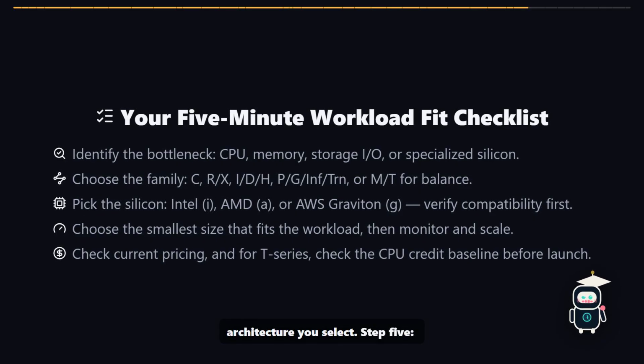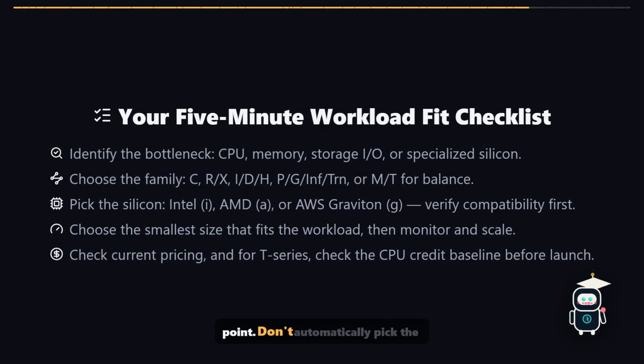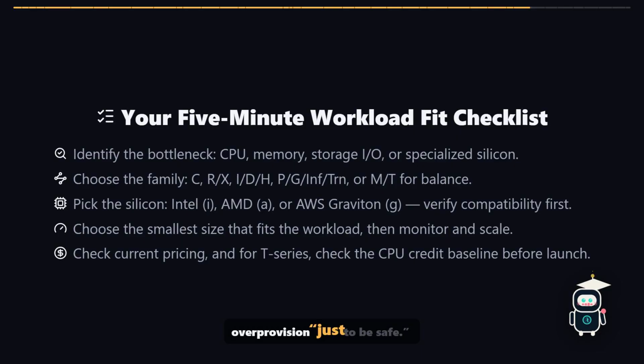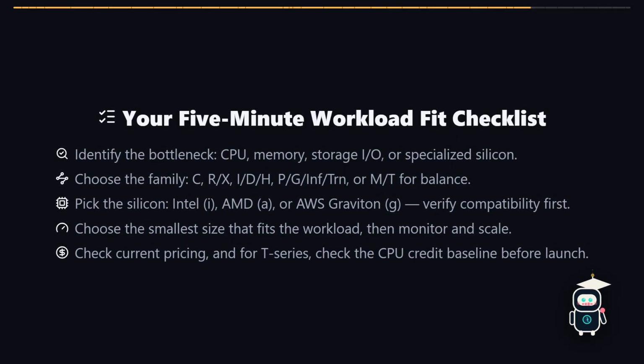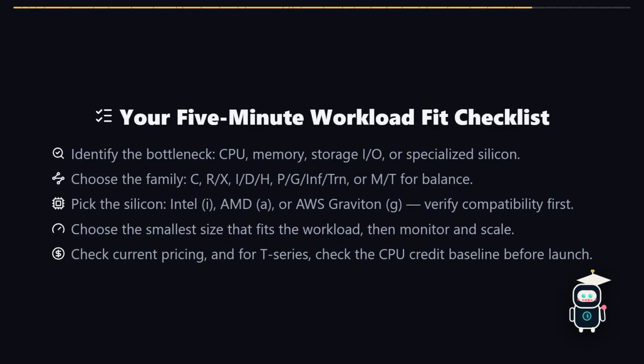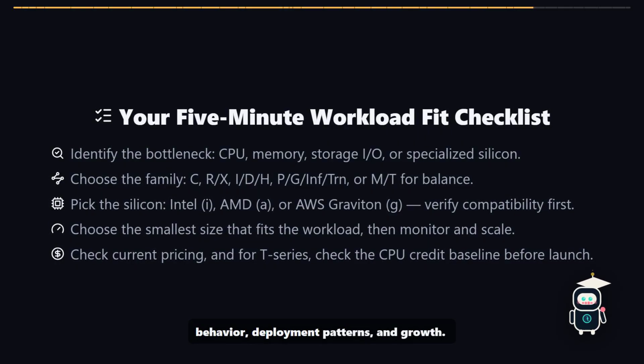Step 5. Choose an appropriately sized starting point. Don't automatically pick the smallest instance. And don't automatically over-provision just to be safe. Choose a starting size with the performance and operational headroom the workload actually requires. Consider normal demand, expected peaks, failover behavior, deployment patterns, and growth.